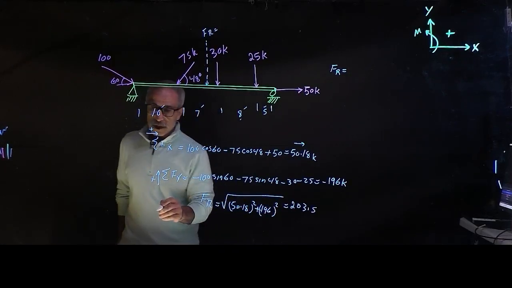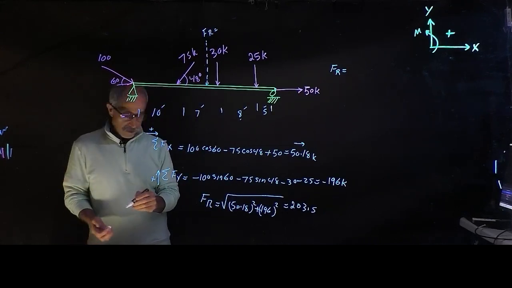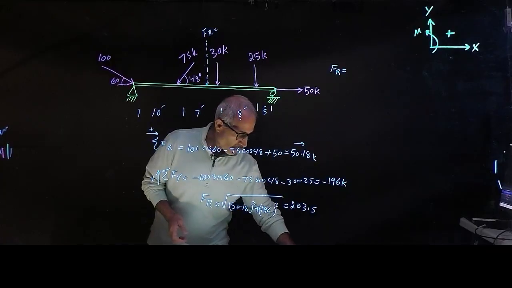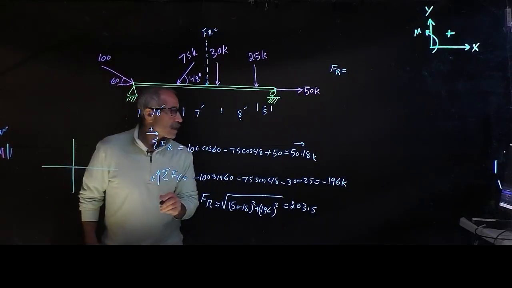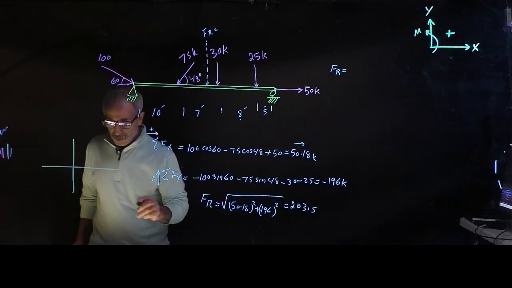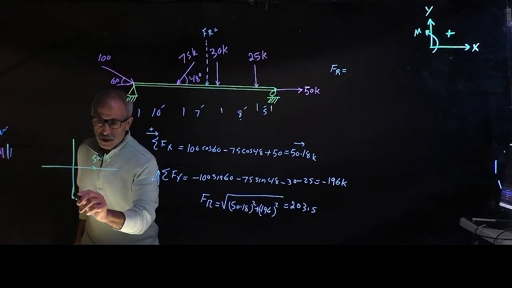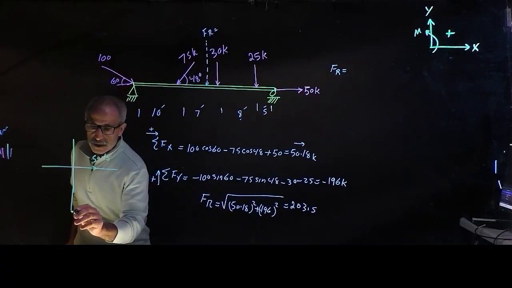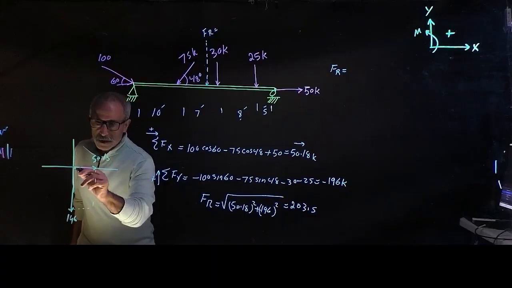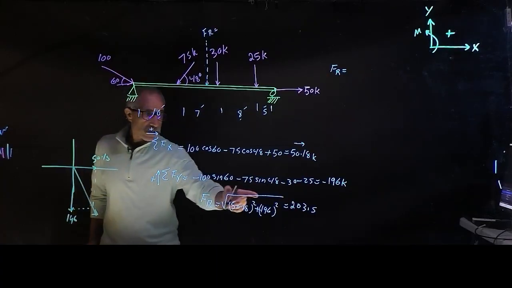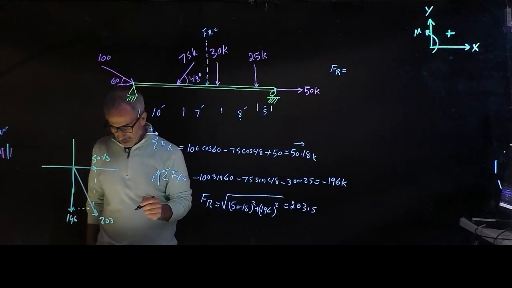So let me do it this way. The direction is going to be like this. Can you see that? We have a 50.18 coming this way, and down here we're going to have 196, so it's going to be something like that. And that's the 203. I want to know what the theta is.